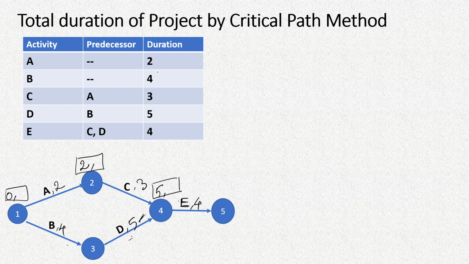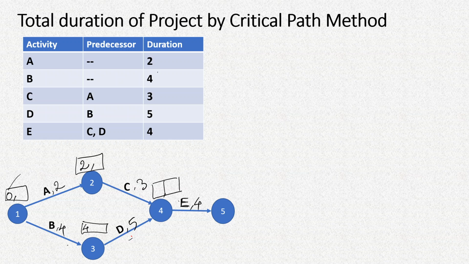Now if we consider activity B, it can also start on day 0, but it will take 4 days to complete, and therefore on the 4th day it will be completed and activity D can start, and D will take 5 more days and will be completed on the 9th day.